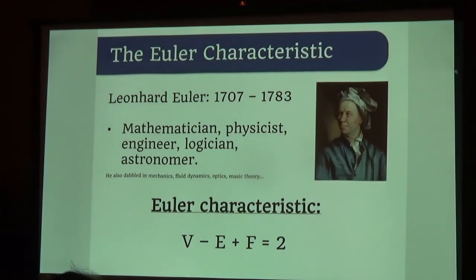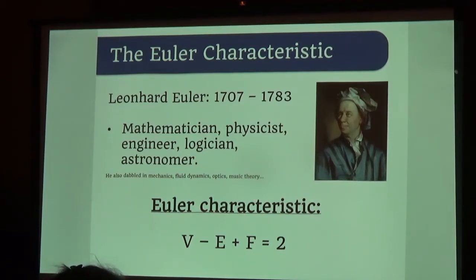Now, to understand why that should be important, we have to go back almost 300 years, to a guy called Leonhard Euler. He lived from 1707 to 1783, and anyone who knows a little bit about history knows that's a long time. He did pretty well. He got to 76 in the 1700s. He did a lot of stuff. He was a bit of a polymath. He did mathematics, physics, engineering, logic. He was also an astronomer, and he dabbled in some other areas too.